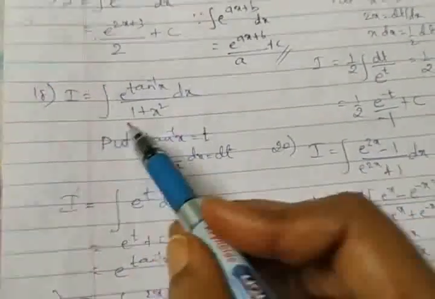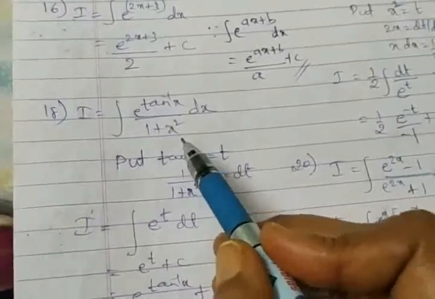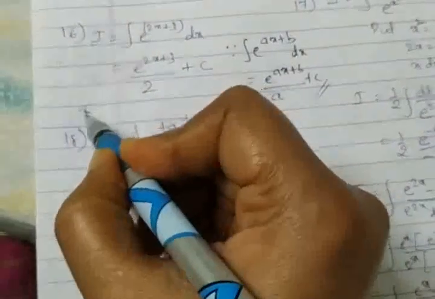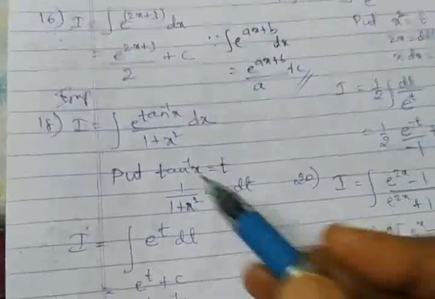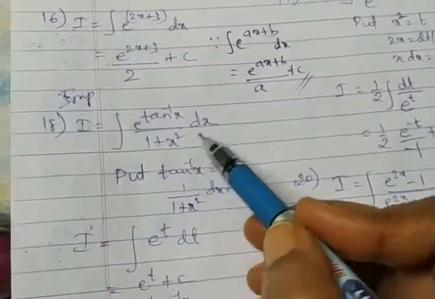18th question. This is very important, and twice or thrice this question has occurred for 2 marks in the board exam. You can make a note here. It's integration of e raised to tan inverse x upon denominator 1 plus x square with respect to x.